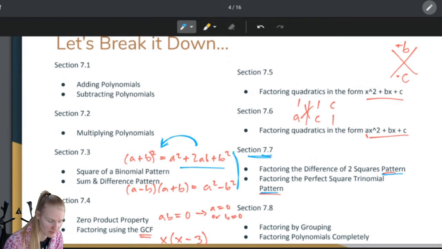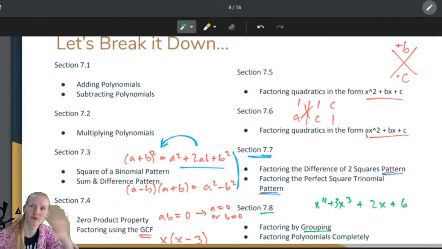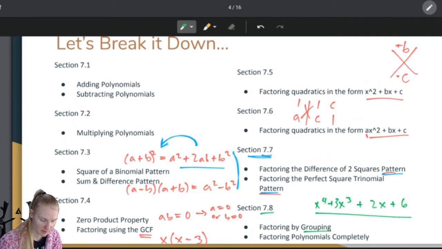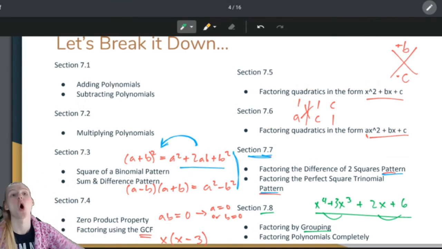Okay. So, we were taking polynomials in this form and putting them back into factored form. That's what section 7.7 was about. And 7.8 was factoring by grouping. That's when we had four terms like this, and we split them up into pairs with common factors. And then factoring polynomials completely is what we just did in the entry task. So all of this, you should remember how to do all of this.